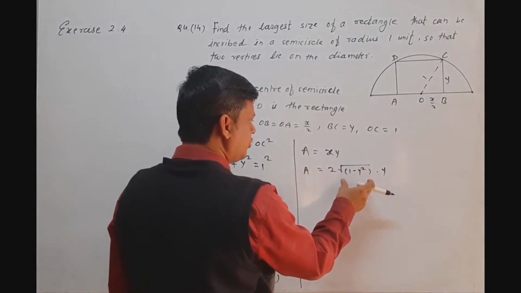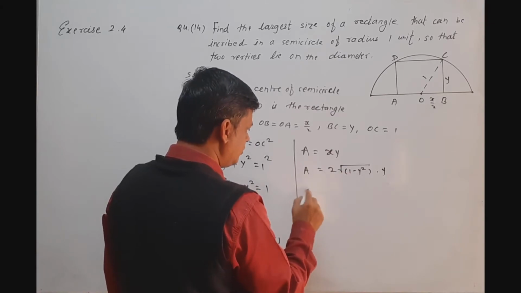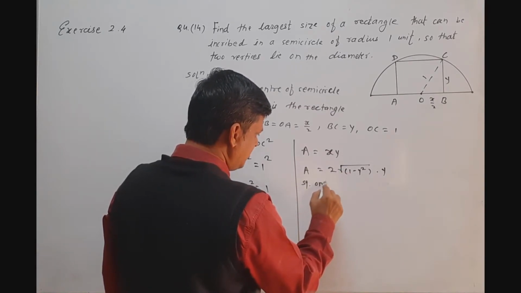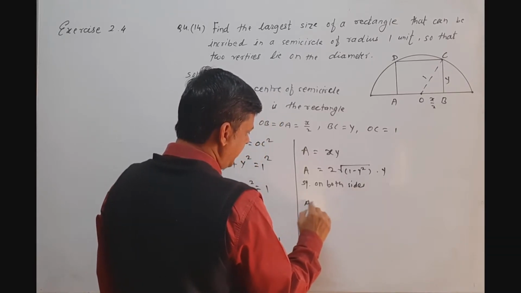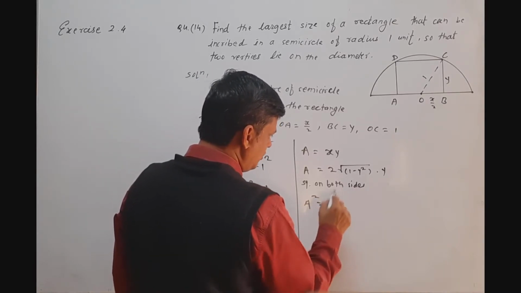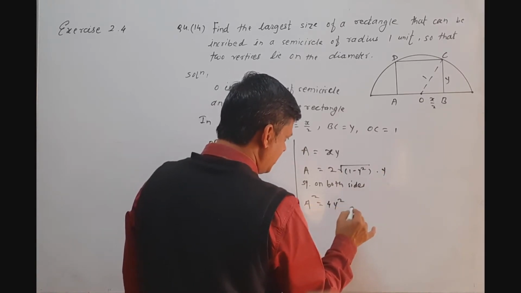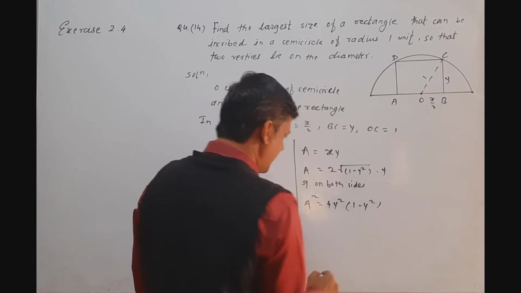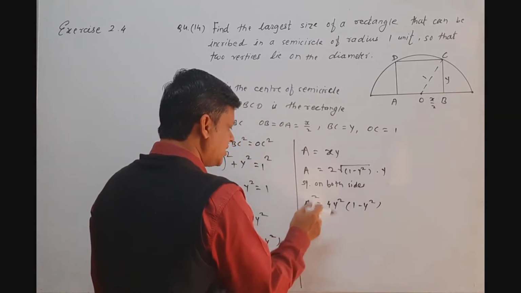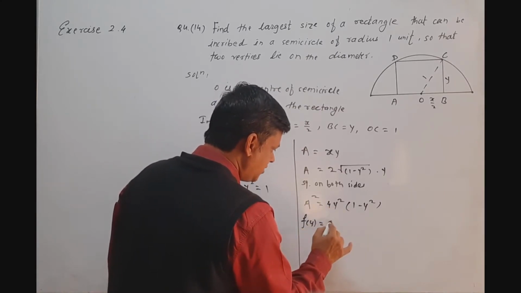So squaring on both sides, we have to remove this root sign. So squaring on both sides, we get here on the left hand side a square equals to square of 2, we write 4, square of y, we write y square, and here square and square root get cancelled, so we write 1 minus y square. So we represent this a square as f of y. So write this 4y square.